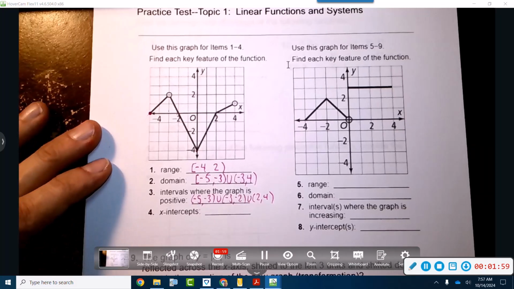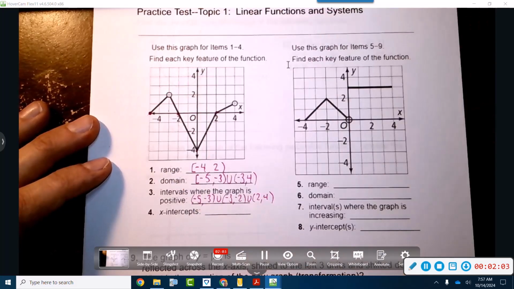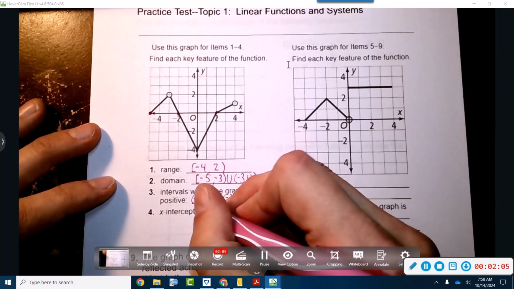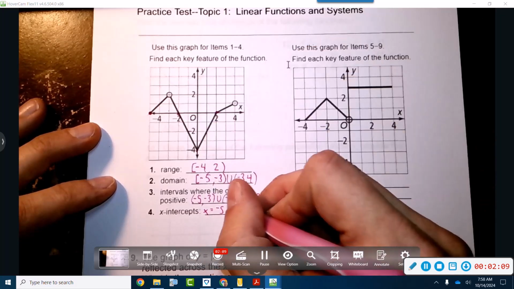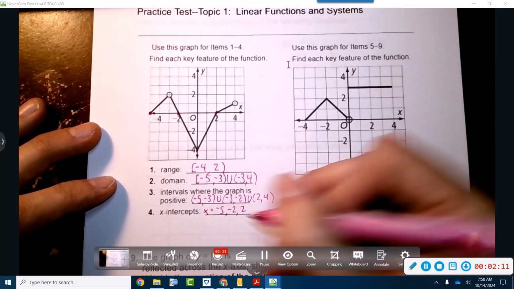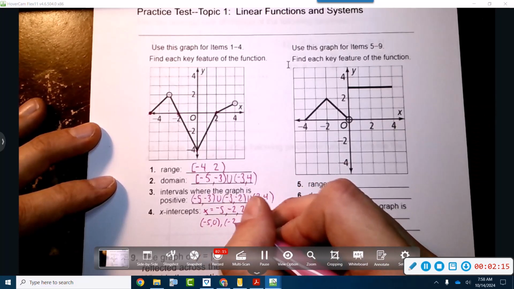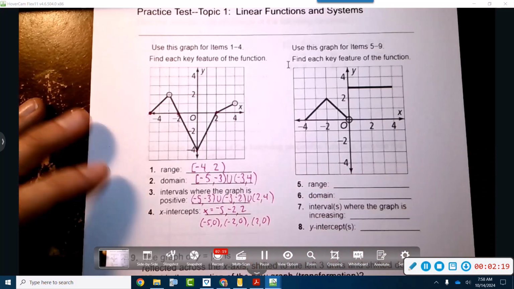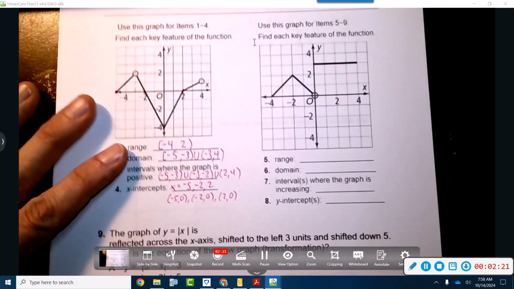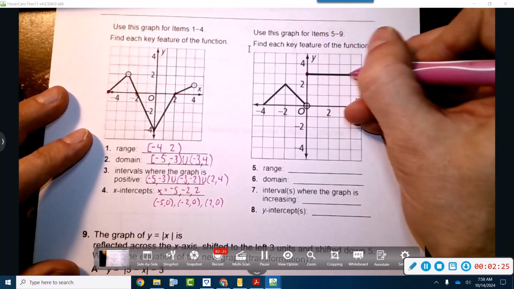All right. X-intercepts. X-intercepts are 1, 2, 3, where it intercepts the x-axis. So we have x equals -5, -2, and +2. If you wrote it like this, (-5, 0), (-2, 0), and (2, 0), those are all perfectly legitimate answers, and I would accept either one.